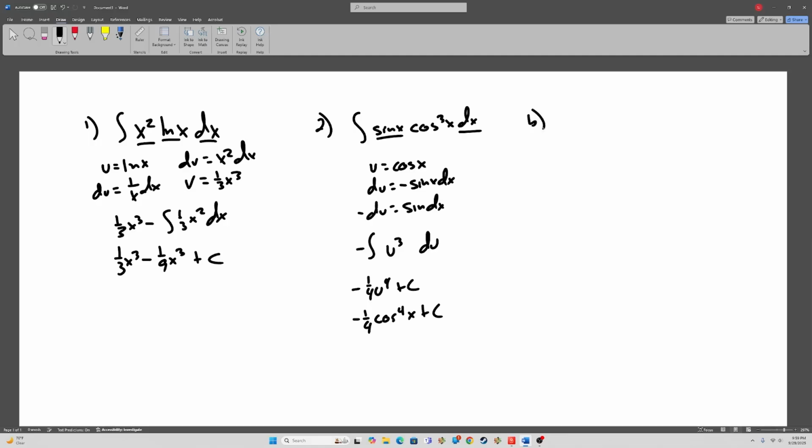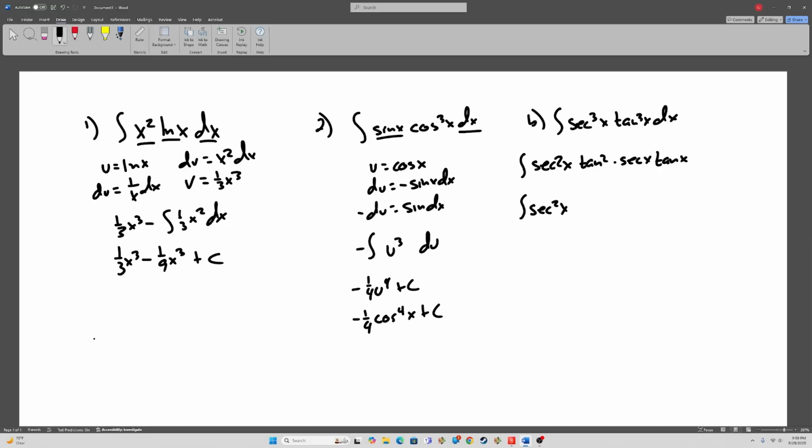2b. Oh boy, we got lots of stuff going on here. It looks like it's a little hard to read, but I think it's secant to the third x, tangent to the third x dx. And what they've done here on the key is we have secant squared of x, tangent squared of x times secant tangent of x. So that's still secant to the third and tangent to the third. And then we get everything in terms of secant.